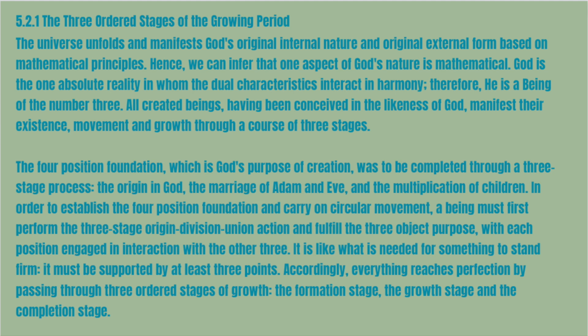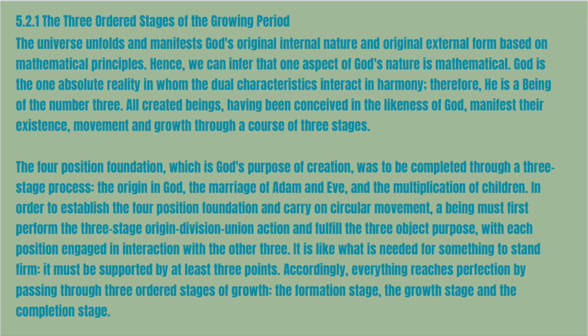All created beings, having been conceived in the likeness of God, manifest their existence, movement, and growth through a course of 3 stages. The 4-position foundation, which is God's purpose of creation, was to be completed through a 3-stage process: the origin in God, the marriage of Adam and Eve, and the multiplication of children.